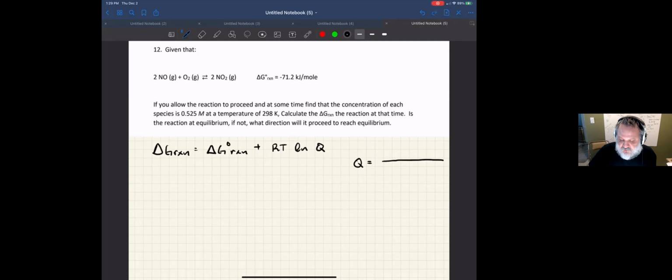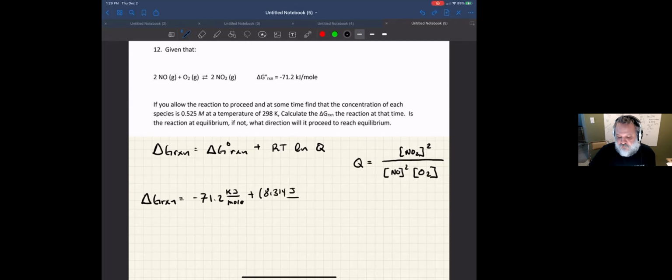Now, remember that the reaction quotient is still the concentration of the products raised to their stoichiometric coefficients divided by the concentration of the reactants raised to their stoichiometric coefficients. So I can rewrite now delta G for the reaction equals the delta G given, negative 71.2 kilojoules per mole, plus RT natural log of Q, and R is 8.314 joules per mole Kelvin. Temperature given 298. And now I need to write down the natural log of Q.